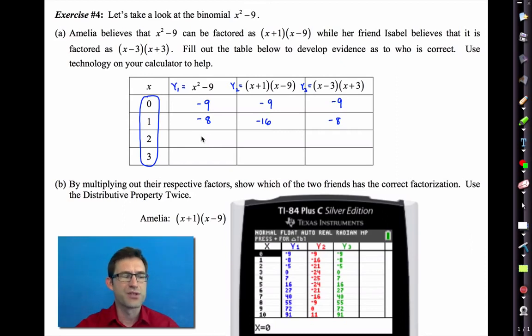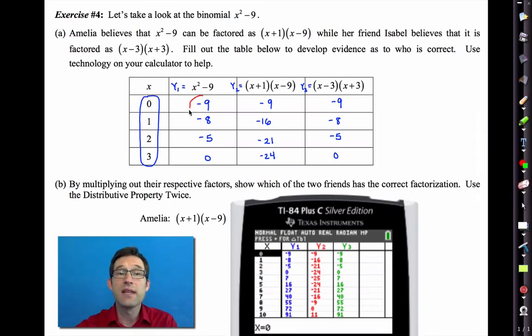When I put x equals 2 in, I'm going to get negative 5 for the first expression in that table. I'm going to get negative 21 for the second one, further reinforcing that they are not equivalent. And I'm going to get negative 5 for the third, again, further reinforcing that these two probably are equivalent. Finally, for x equals 3, we're going to get 0 for the first expression, negative 24 for the second expression, and 0 for the third expression.